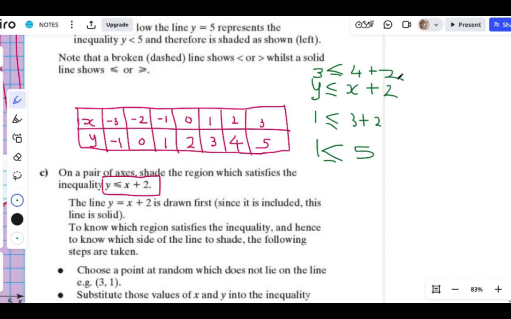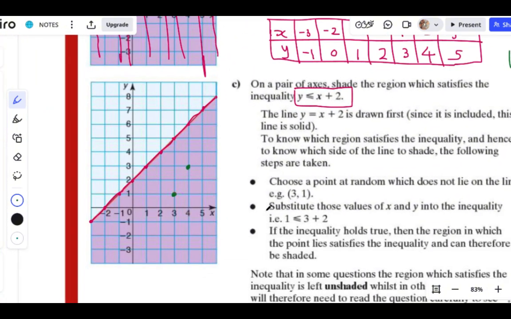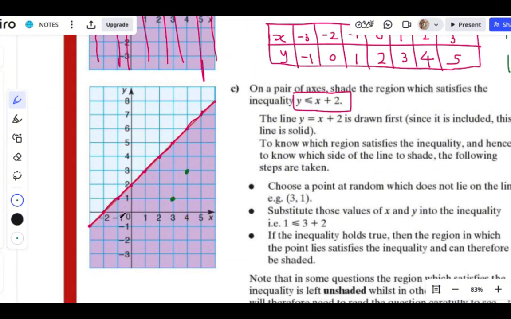Which means the point also satisfies. Anywhere on this side, any point you choose on this region, this side of this line, will satisfy. Even if you choose here, or here, or here, it will satisfy the inequality. So since this question says we should shade the region which satisfies the inequality, you have to shade this region.